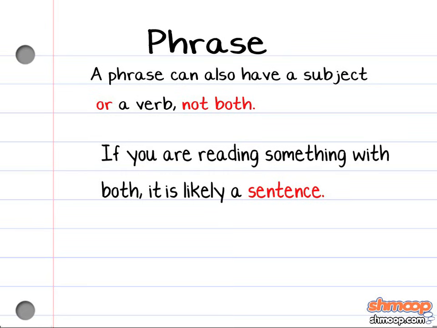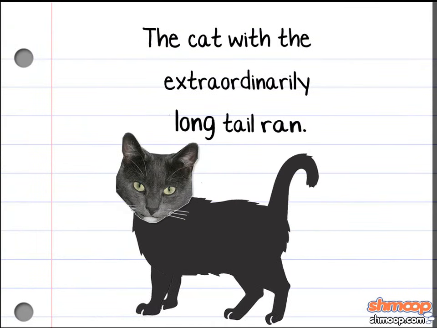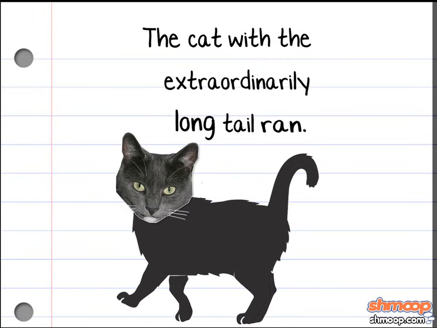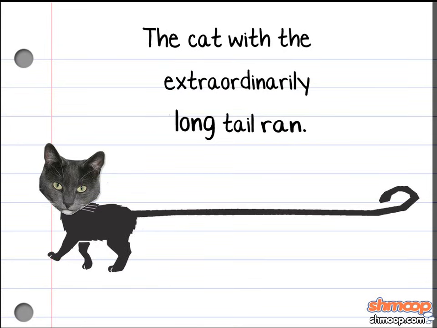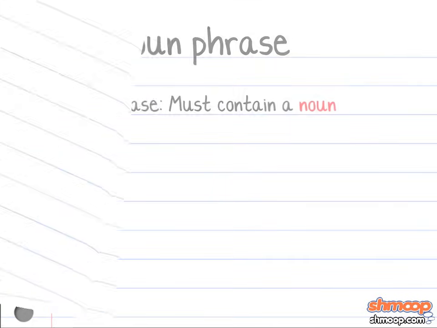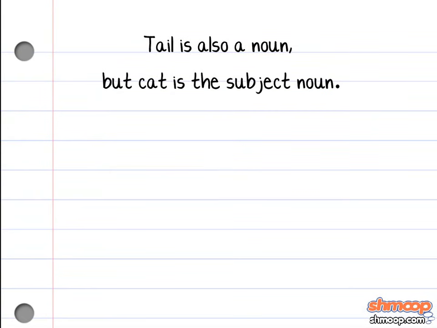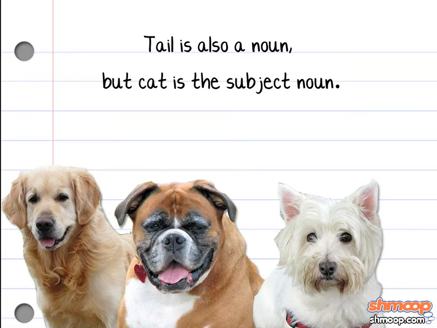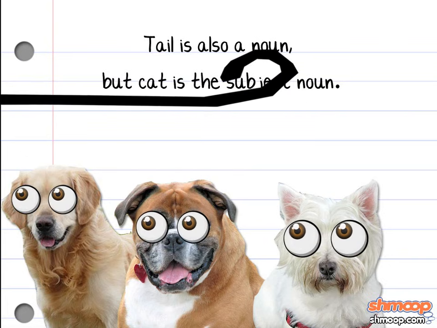So take a sentence like, "The cat ran." Whoop-de-doo. If we add a phrase, we can turn it into, "The cat with the extraordinarily long tail ran." Still not a thrilling story, but at least we can clearly visualize this freakish animal. "The cat with the extraordinarily long tail" is what's called a noun phrase because it contains, yes, a noun. The noun being cat. Yeah, tail is a noun too, but the cat is the subject here. Because without the cat, we just have a tail floating in space, which would really drive the neighbor's dog crazy.